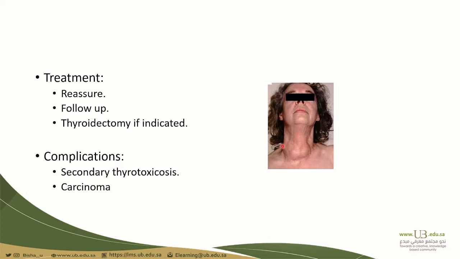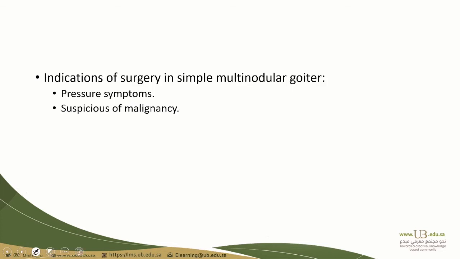Complications of simple multinodular goiter: secondary thyrotoxicosis, where those nodules became toxic, so we call it secondary thyrotoxicosis, or maybe long-standing stimulation can end up with carcinoma, while it is rare. So these are the indications of surgery in simple multinodular goiter. As we said, pressure symptoms or suspicion of malignancy.